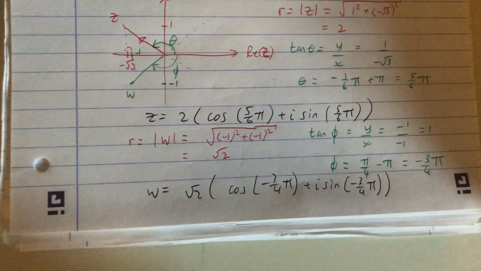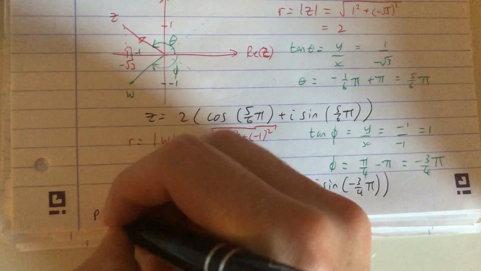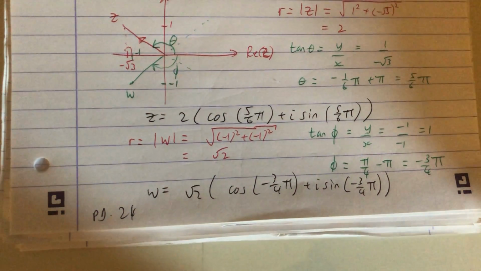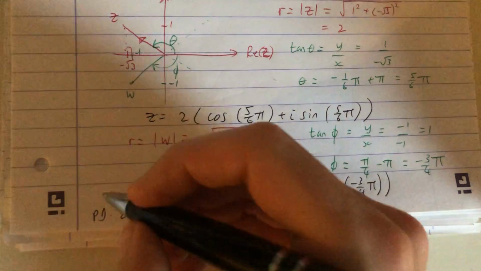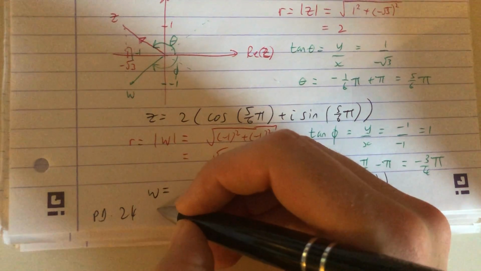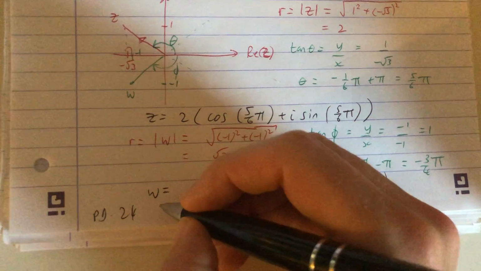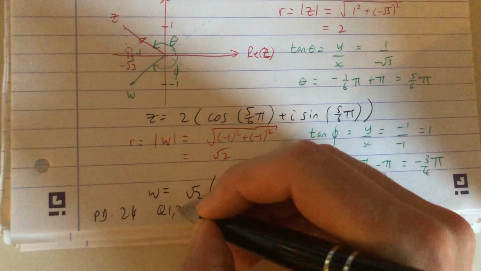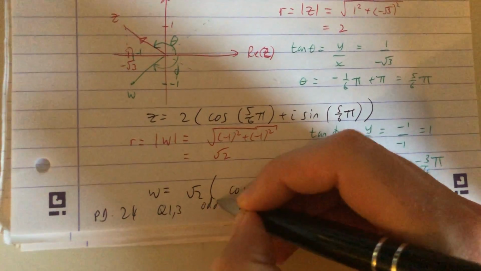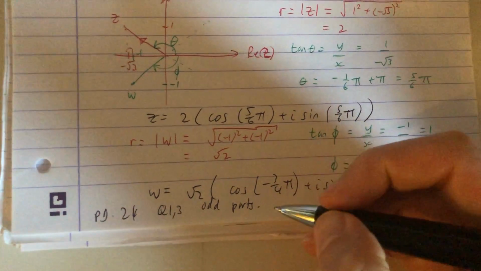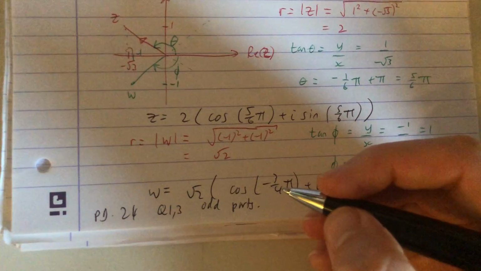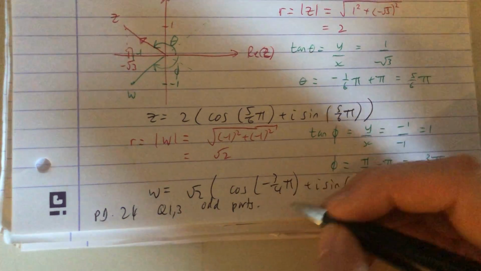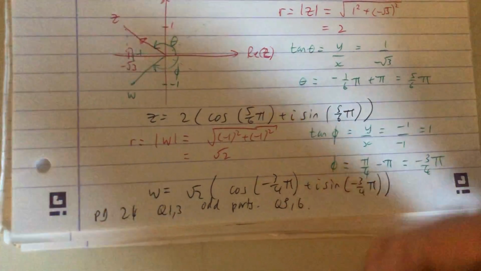The questions I'd like you to complete are on page 24. If you go for question 1 and question 3 odd parts, and then do questions 5 and 6, and that'll be it.